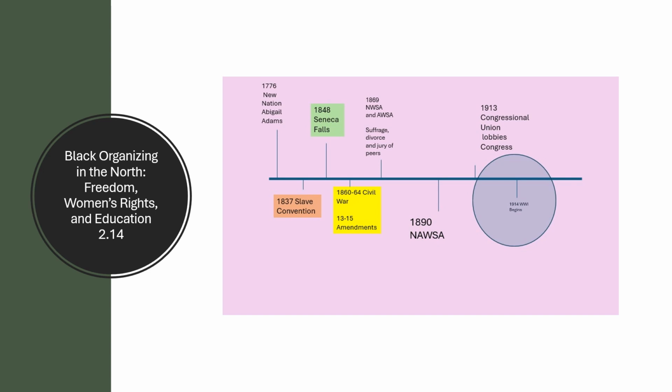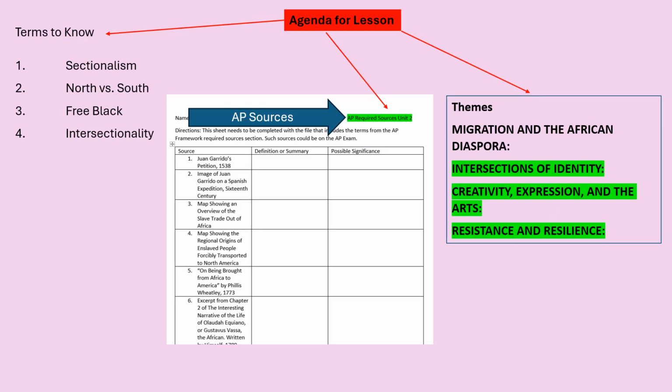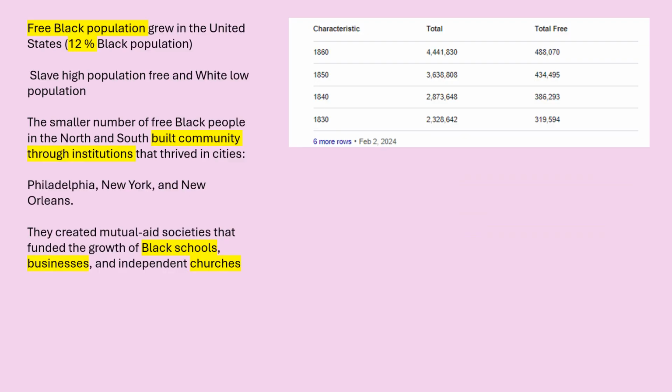The goal is to understand black organizing in the North by free slaves. By the end, you need to have an understanding of these terms, and you want to be able to analyze the primary source documents that are in the framework. First thing we're going to be looking at is the total free versus the total population, which is here.